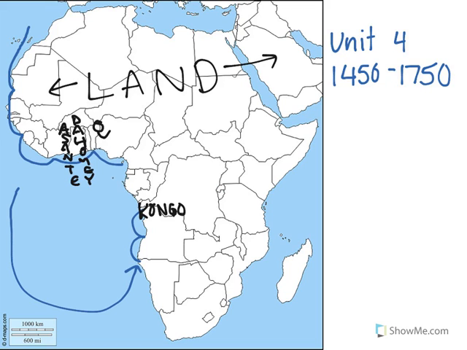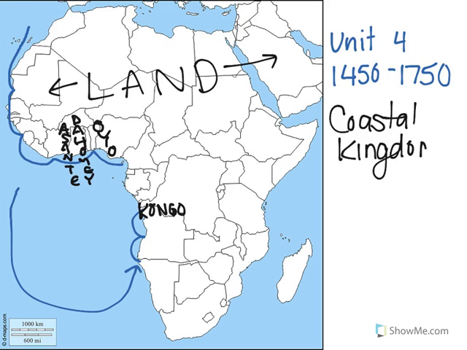You've also got Oyo here. They're going to become Nigeria, stuff like that. So we've got a bunch of coastal kingdoms instead of inland kingdoms. And who are they trading with? So coastal kingdoms trade with Europeans.